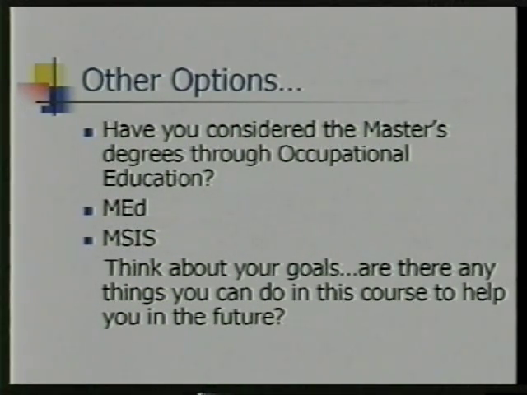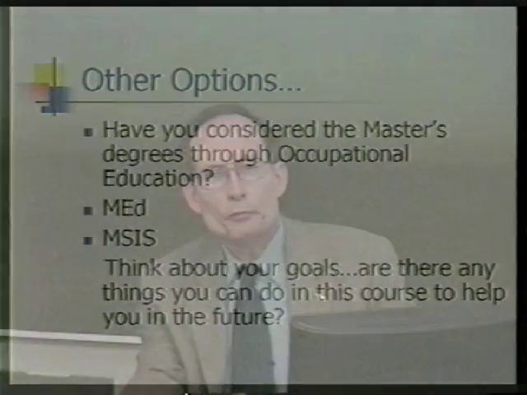It also is 36 hours. Then we have a Master of Science, Interdisciplinary Studies, which is about 39 hours. Each of these degrees has a unique audience. We can help you design a degree plan in the MSIS that will help you in the future.